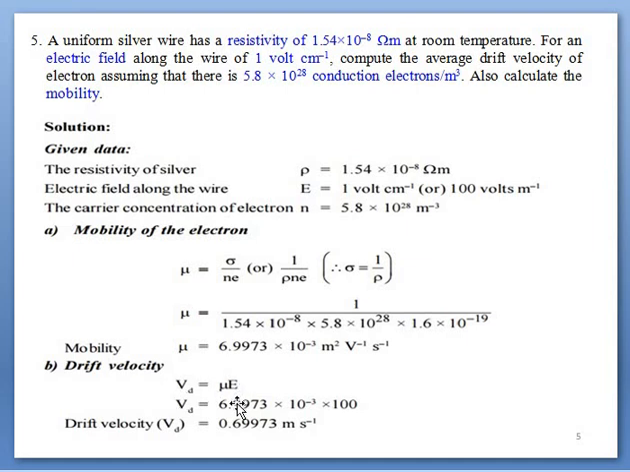Actually, mobility is defined as the drift velocity gained by applying unit electric field, meaning mu equals Vd upon E. If E becomes 1 volt per meter, or 1 volt per centimeter, the velocity acquired is called drift mobility. By following this equation, drift velocity is determined.